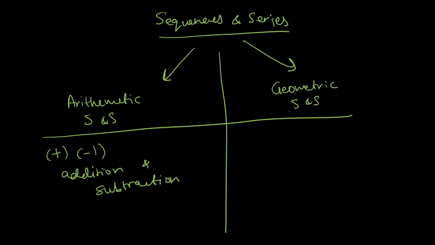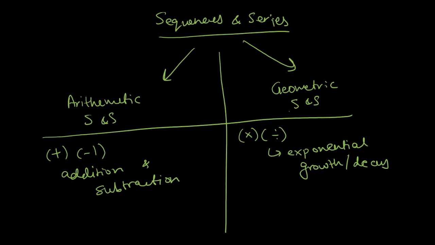So you'll see numbers incremented and decremented by a constant value. You may say +4 or +6 or -4 or -6 in that case. And geometric, basically you will have multiplication and division. So you'll have exponential growth maybe or exponential decay in here. So growth or decay.